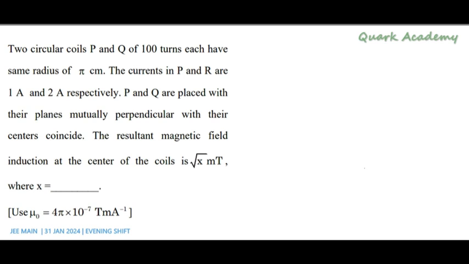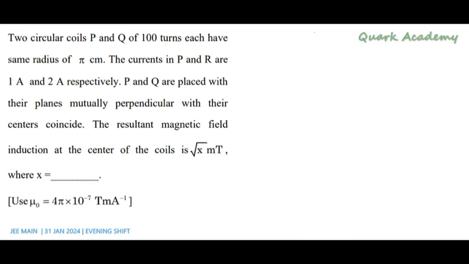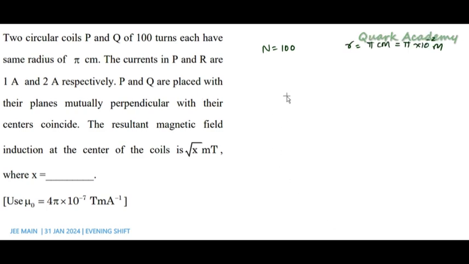There are two coils P and Q, and they have 100 turns. So the number of turns is 100. The radius of the coil is 5 centimeters, which means pi into 10 power negative 2 meters. In coil P, a current of 1 ampere is flowing, and in Q, 2 ampere is flowing. So IP is 1 ampere, and in Q it is 2 ampere.